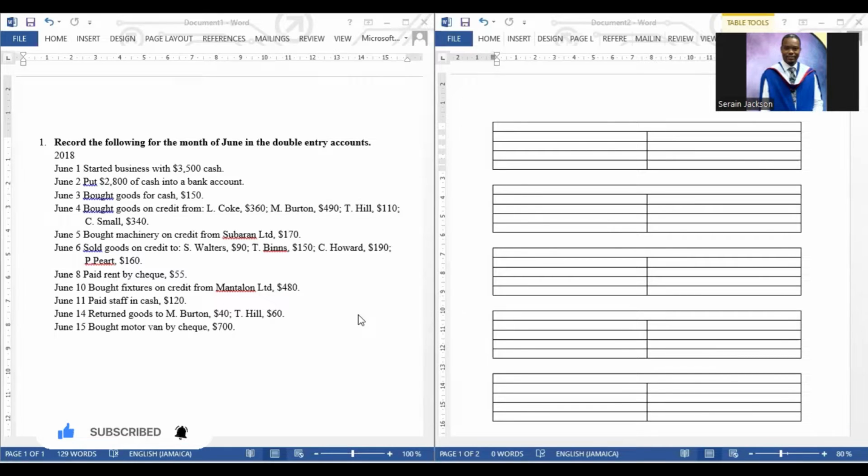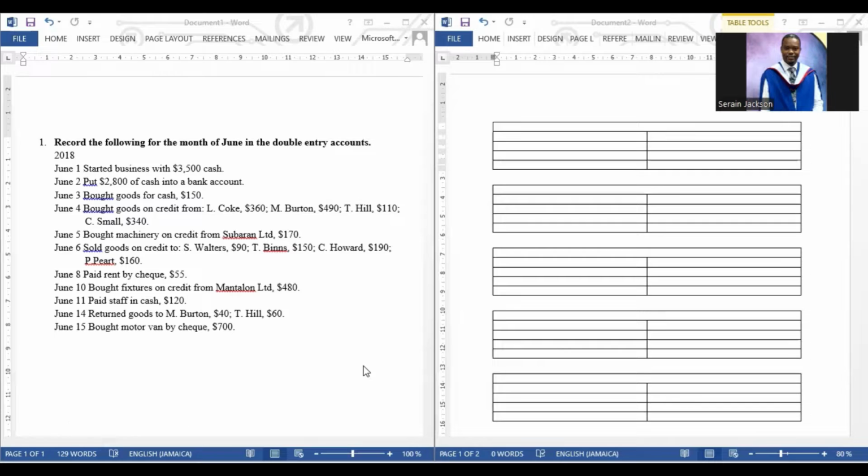We're going to do a video real quick. Today, we are going to be looking at double entry. I have been getting a lot of requests about double entry, and so we're going to look at how to do a double entry account. I hope that you will get a better understanding of how to do double entry from this video.